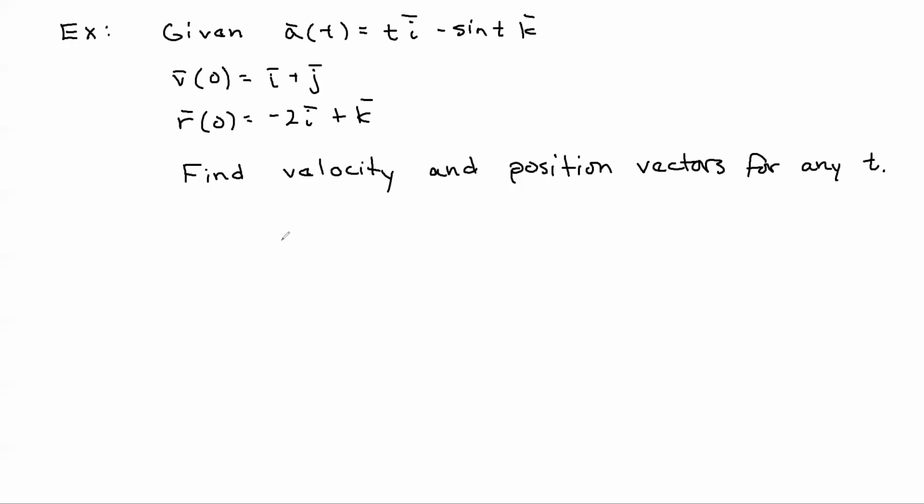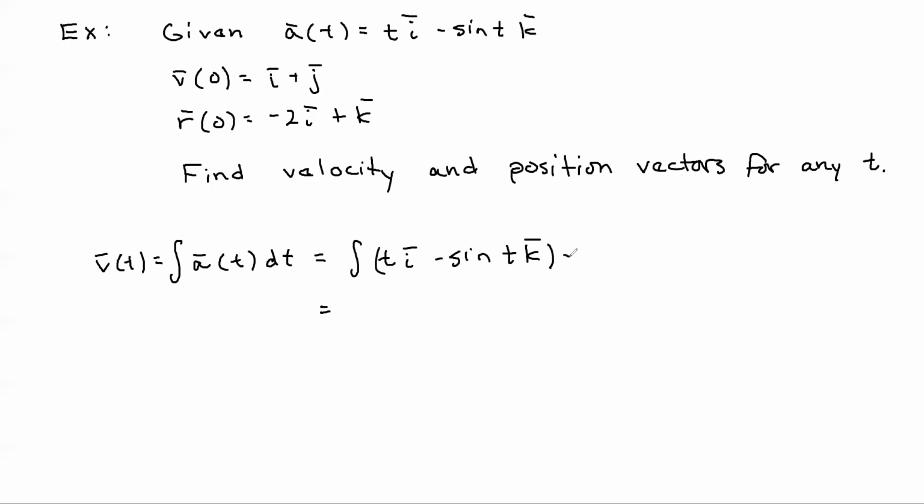Okay, and in order to do that, we're going to integrate acceleration, and that is going to give us velocity. So we're going to have the integral of ti minus sine tk. As we discussed in a previous video, you integrate component-wise. So we find the antiderivative of t, which is t squared over 2. The antiderivative of negative sine is positive cosine. And then we have plus c.